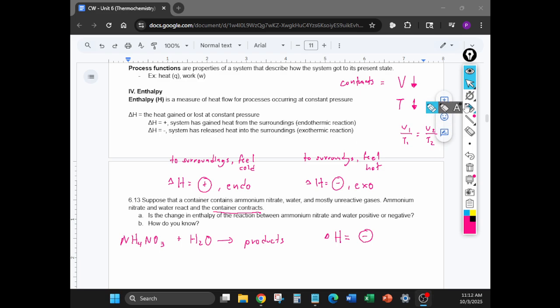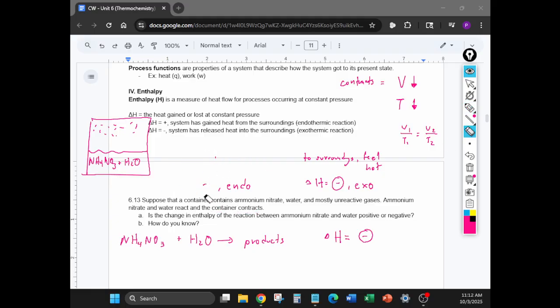Sorry, I made a mistake. So let me just rewind real quick. So this is our container, right? We have our ammonium nitrate. So this is where our reaction is happening. Sorry, I made a quick mistake. And then there's these unreactive gases up here. That's what this question is telling us. Everybody good with that? Sorry, let me erase some stuff so that we can see it. So our reaction is happening here, and then there's unreactive gases.